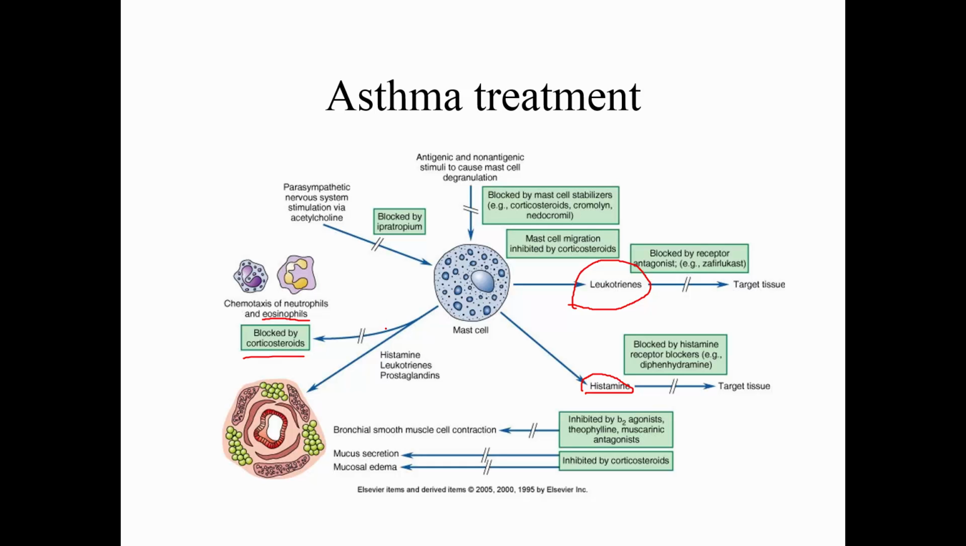And then going after the smooth muscle contraction, there are beta-2 agonists. Theophylline is a phosphodiesterase inhibitor. Both of those things would increase cyclic AMP and promote smooth muscle relaxation. Or, of course, muscarinic antagonists to block acetylcholine. And then for secretion and edema, again we'd bring in the steroids.